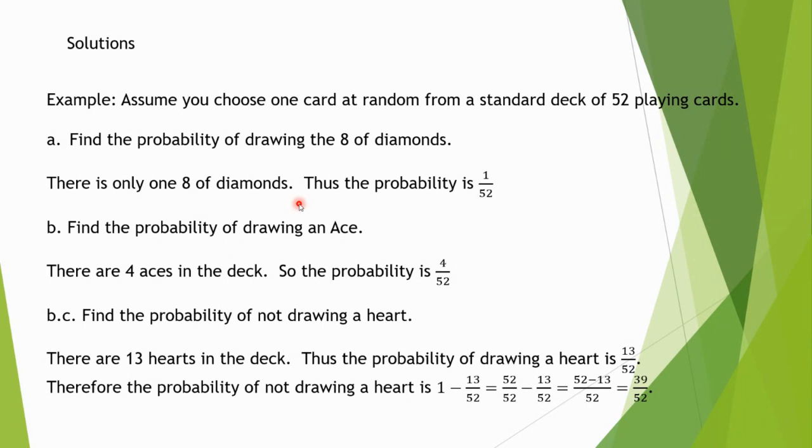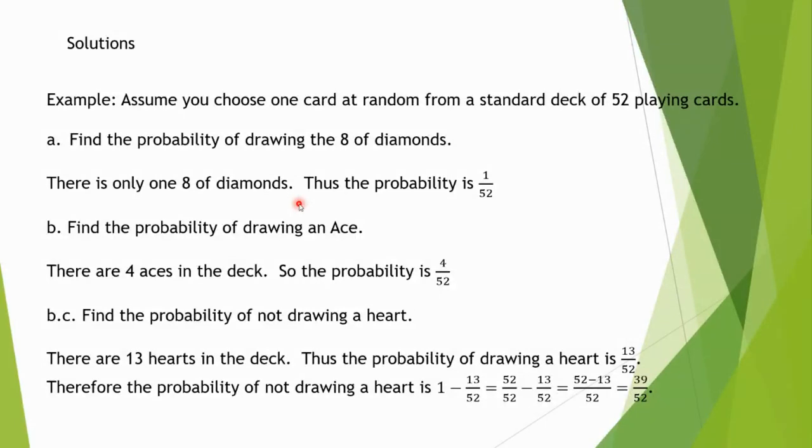What about drawing an ace? Well, there are 4 aces in the entire deck. You have the ace of hearts, diamonds, spades, and clubs, for each of the 4 suits. So we have 4 out of 52. Again, every card is equally likely, so we get 4 out of 52 here.